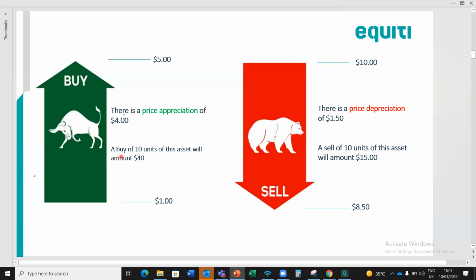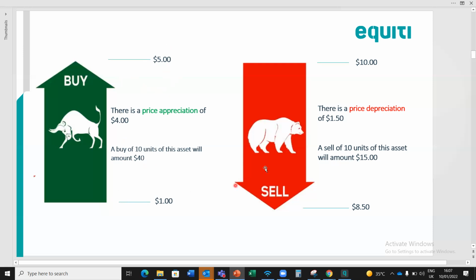Now let's assume gold has appreciated to $5. Now there is a price appreciation of $4, right? That is from $1, it moves to $5. The difference between $1 and $5 is what? $4. Now imagine that you have traded 10 units or 10 ounces of gold. For every ounce you made $4. For 10 ounces, you're going to make about what? $40. It's very simple. This is no magic.